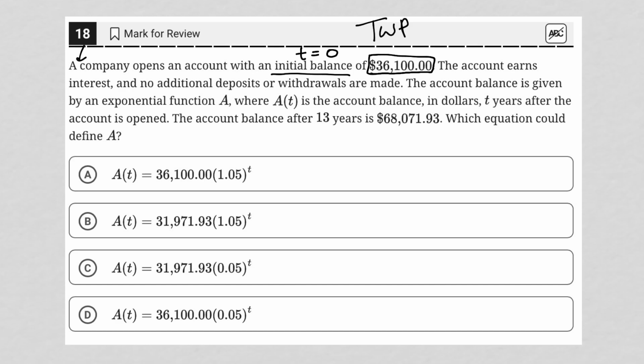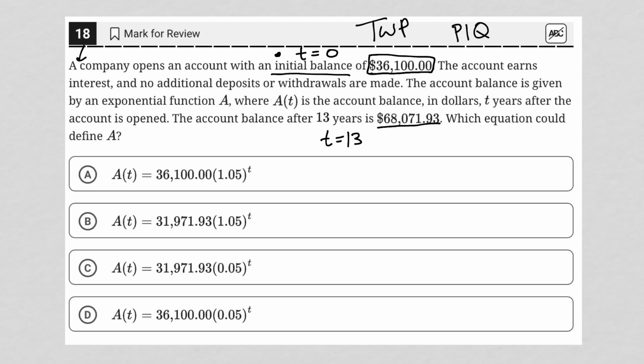point of view. So the question goes on to say the account balance after 13 years, so where t is equal to 13, is $68,071.93. Which equation could define A? Well, let's use this first bit of information first. I'm going to plug in information from the question. The question tells me that the initial balance is $36,100. I know that initial balance means t is equal to 0.